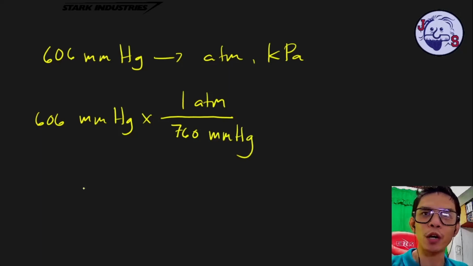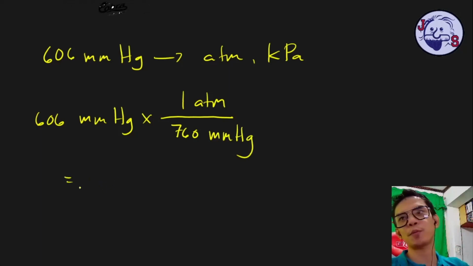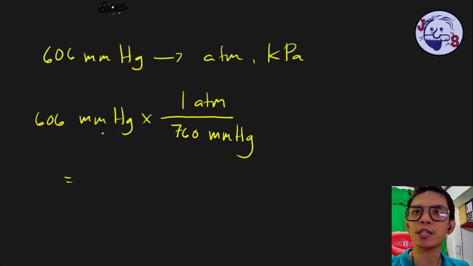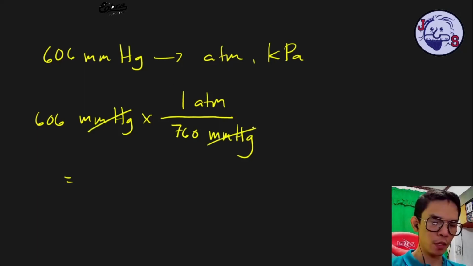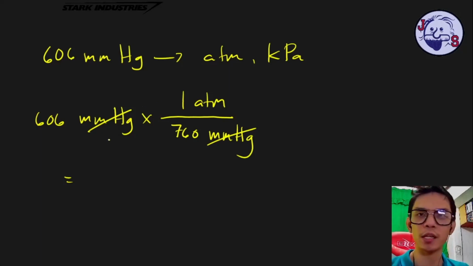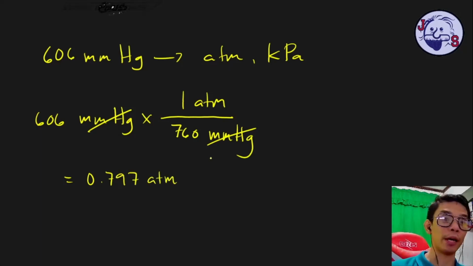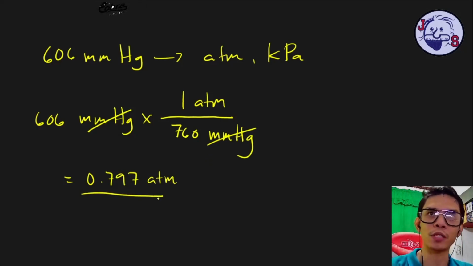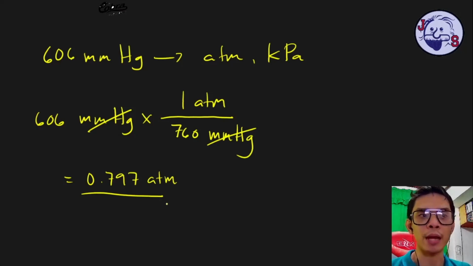Let me compute. How many atmospheres do we have right here? We cancel the millimeters of mercury since they are similar. So 606 over 760. Did you have the same answer? The answer that we have right here is 0.797 atmosphere. So 606 millimeters of mercury is equivalent to 0.797 atmosphere.